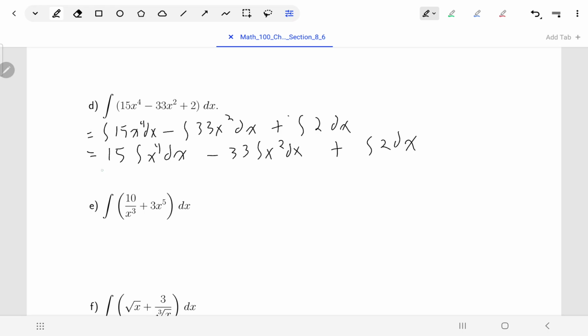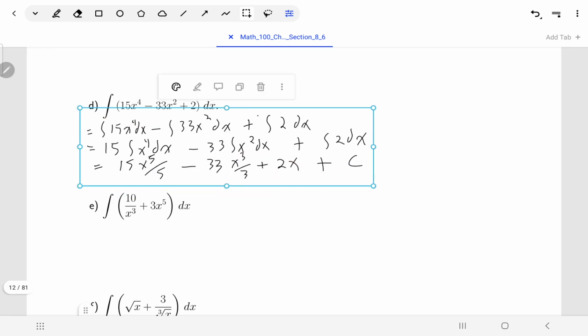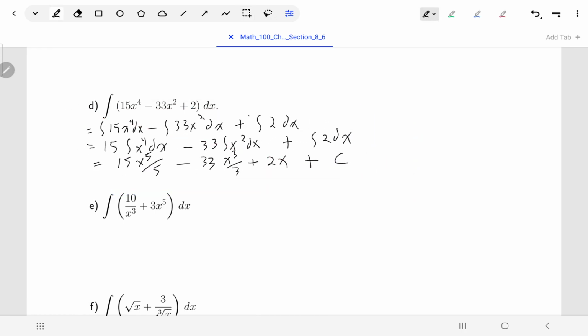Okay, so next thing I would do is use my power rule and say, well, x to the 4 is x to the 5 over 5. x squared is x cubed over 3. And 2 is 2x. And of course, plus my constant c. And then the one thing I suppose I could do after that is just to clean things up a little bit as far as the couple of constants that I've got at the beginning. The 15x to the 5 over 5, that's really 3x to the 5. And 33 divided by 3, that's 11. And there we go. There's our indefinite integral.